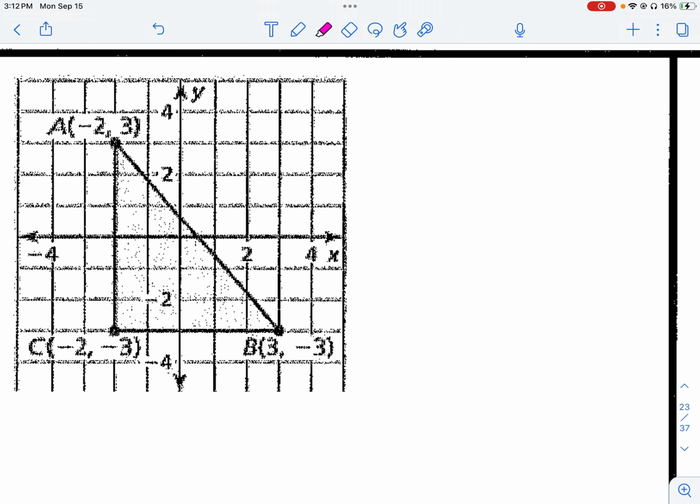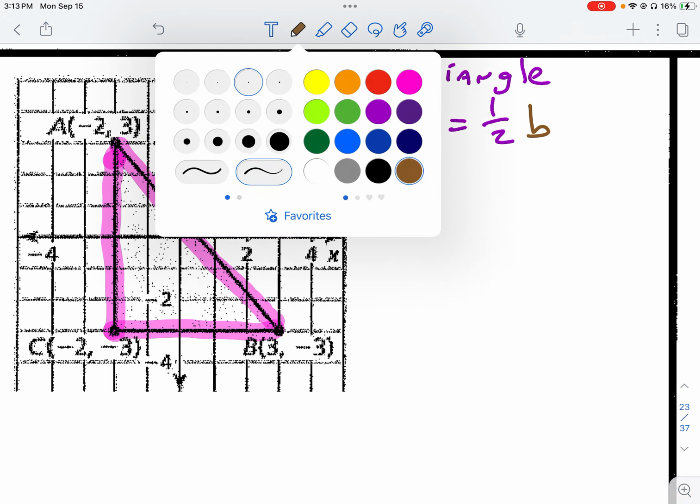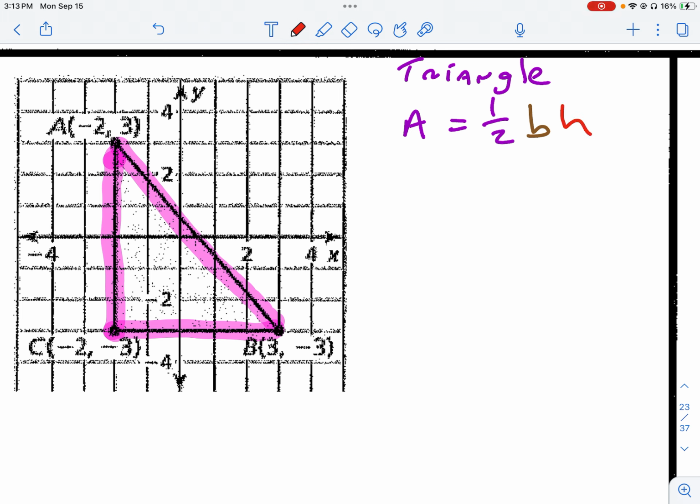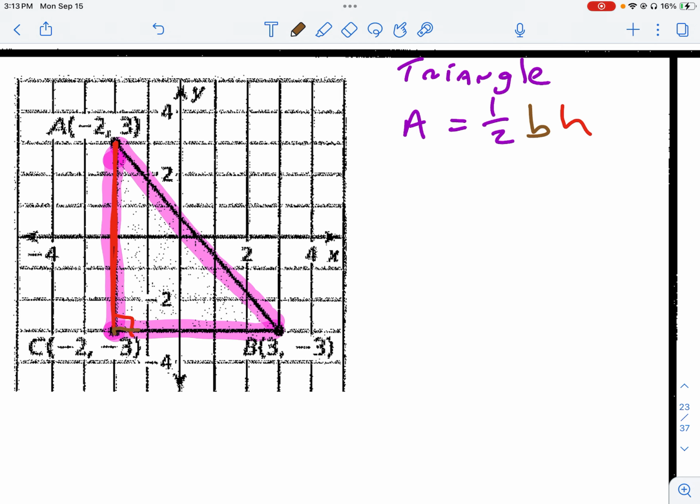Let's look at another example. So here we have a really bad copy of a triangle, but so we have a triangle, and the area of a triangle is 1/2 base times height. So let's draw in our height in red right here, because we have a handy dandy right angle. Fortunately, this is a right triangle, so it's super easy for us. Here's our base.